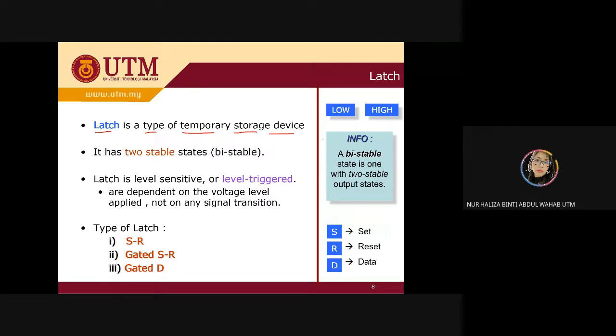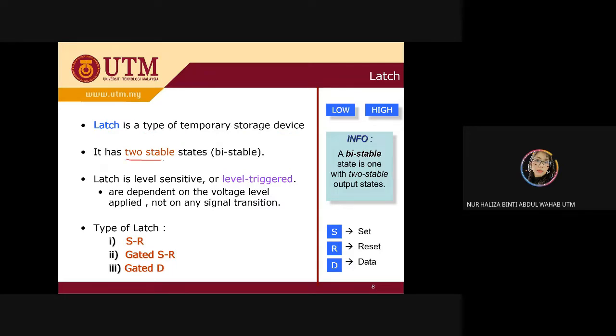This kind of question will normally be asked in your Part A, the multiple choice questions: which is the correct statement about a latch? You need to know a latch is a temporary storage device. Sometimes they just change it to say a latch is not a temporary storage device. Is it correct or not? So you need to know the true and false statements also.